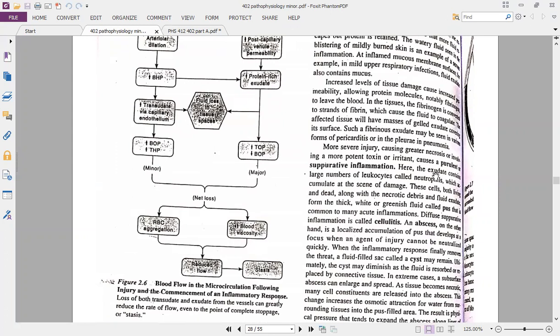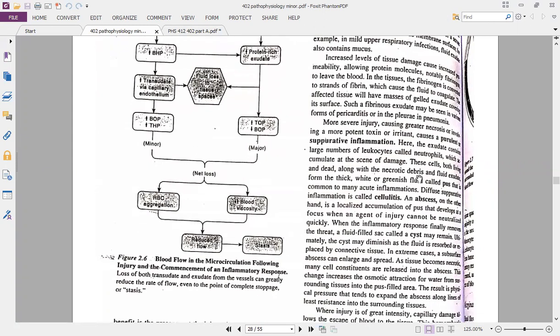A much more severe injury can cause a purulent, or suppurative, inflammation, in which pus actually forms and exudate goes out, and there are leukocytes including neutrophils and a large number of other white blood cells, and the cause of injury is also there. So this is called suppurative. This is a more severe kind of inflammation.